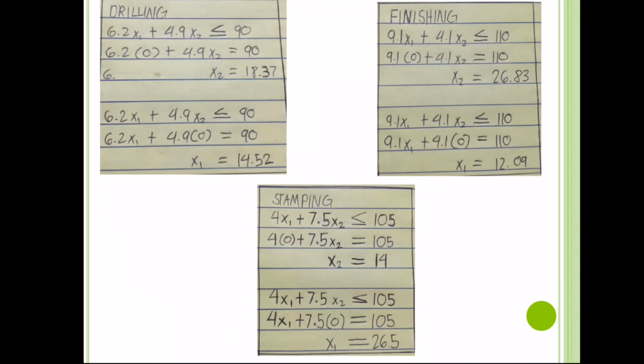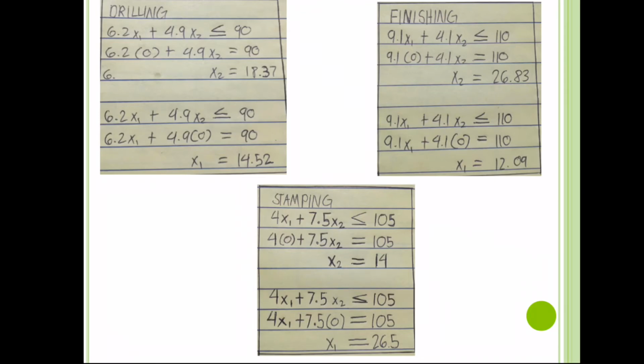Finishing: 9.1 x sub 1 plus 4.1 x sub 2 less than or equal to 110. With x sub 1 equal to 0: 9.1 times 0 plus 4.1 x sub 2 equals 110, so x sub 2 equals 26.83. With x sub 2 equal to 0: 9.1 x sub 1 plus 4.1 times 0 equals 110, so x sub 1 equals 12.09.